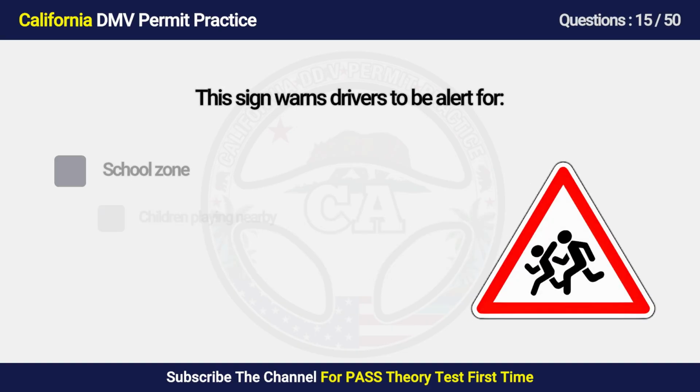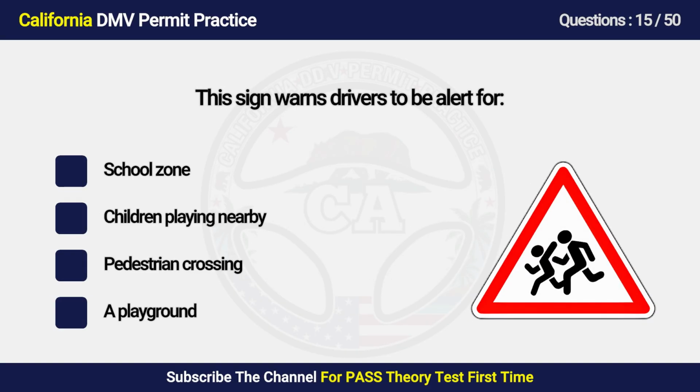Question 15. This sign warns drivers to be alert for: A. School zone, B. Children playing nearby, C. Pedestrian crossing, D. A playground.